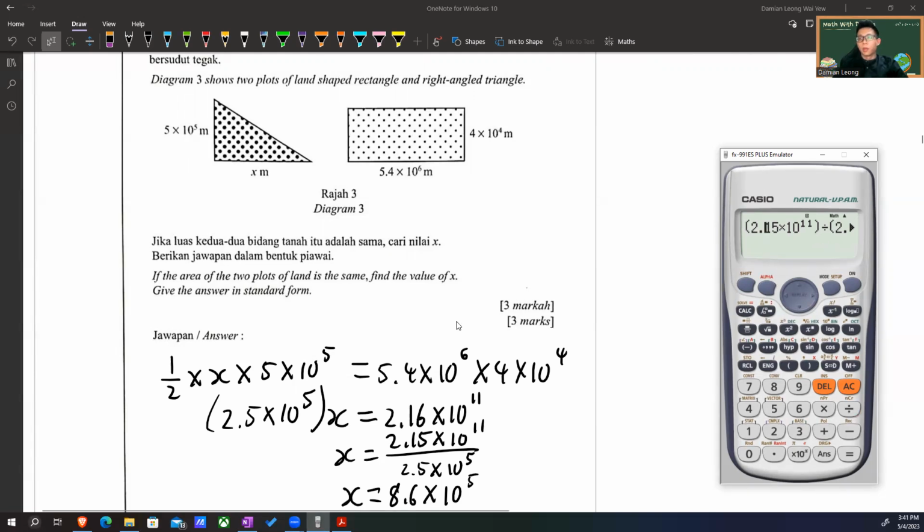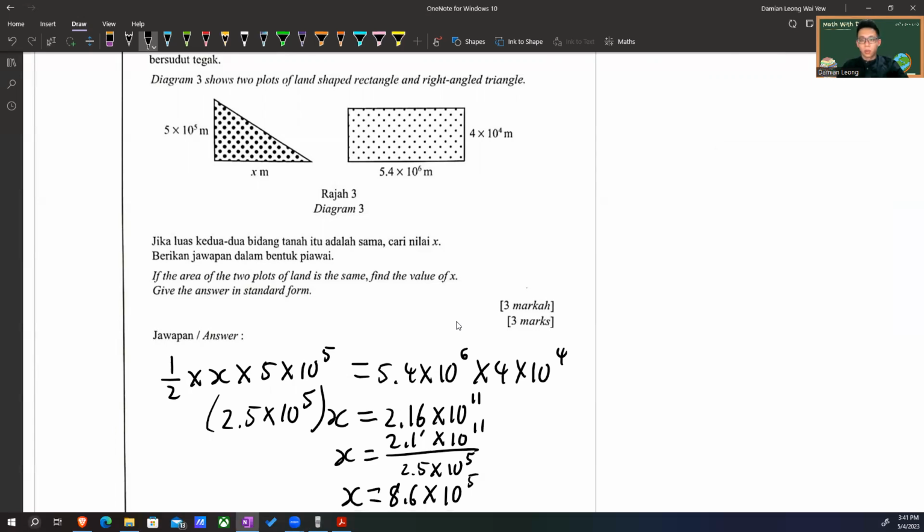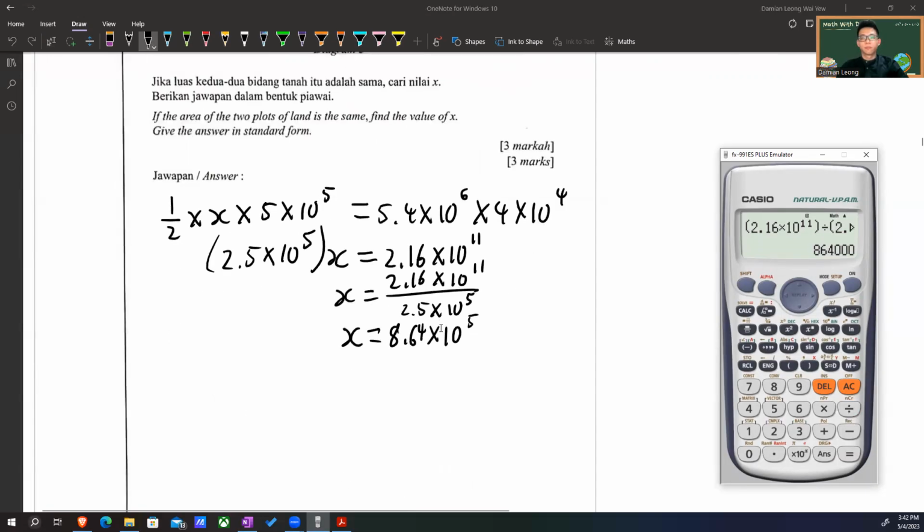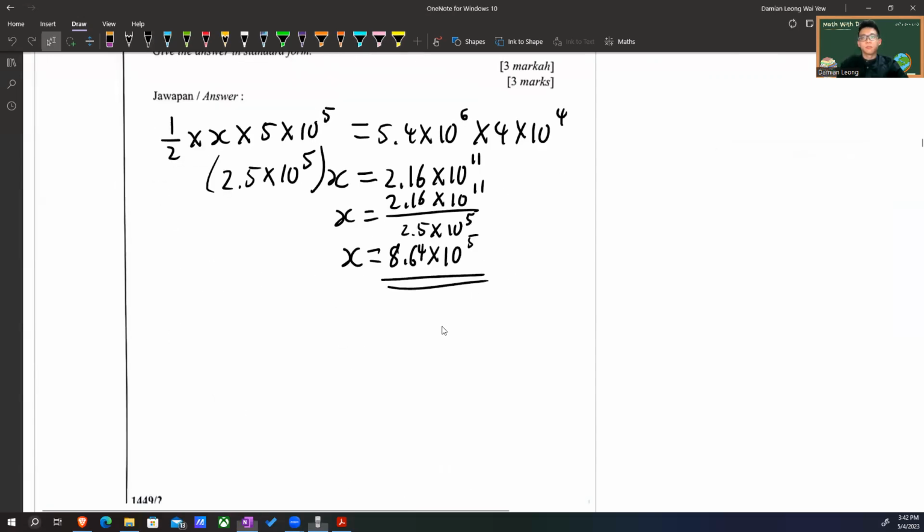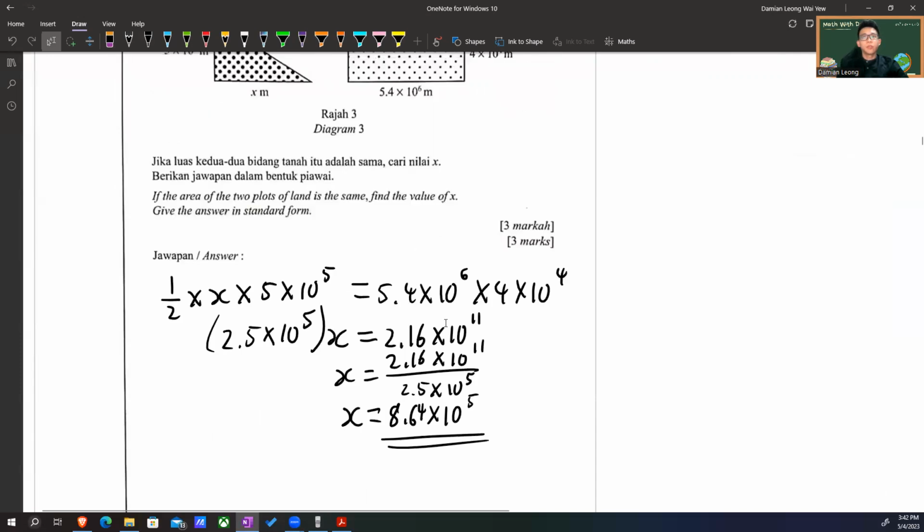Oh, sorry, my bad. I typed wrongly. I keyed wrongly here. It's 2.16. So 8.64 times 10 to the power 5. That's it. Okay, that's for question 3.